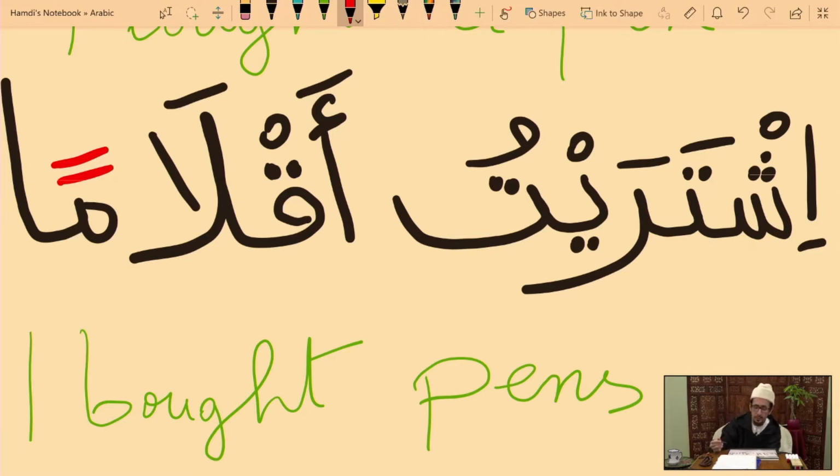So you understand why it is important. These tanweens, or doubling the movement at the end of the word, it only happens at the end of a noun, not any word. So you'll never find a verb munawwan. It happens at the end of a noun, and that's to say that the noun is what? That the noun is indefinite.